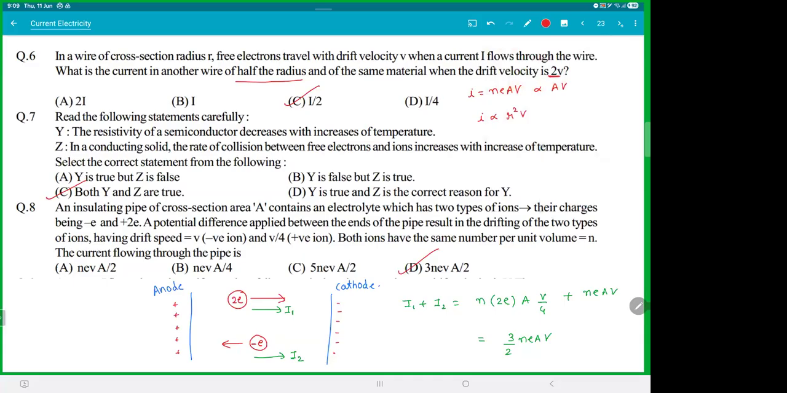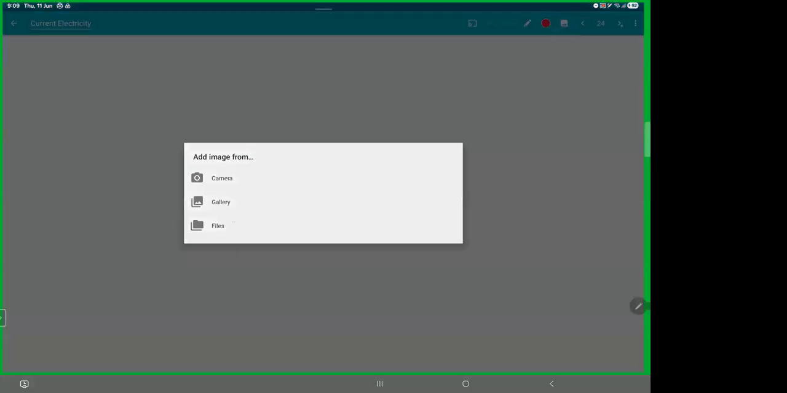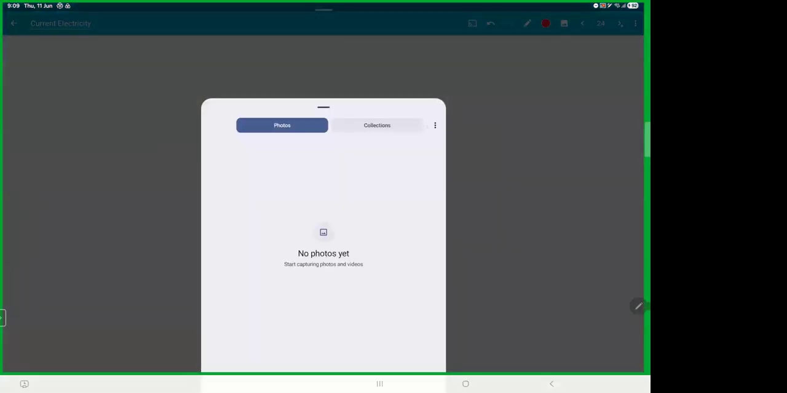One most common mistake is people subtract them. Be careful with that. They will move in the opposite direction, but one is positive, one is negative. So the currents will still add up. Is this clear, everyone? Yeah, most of you did get it. Let's see a few more. These all are theoretical stuff.